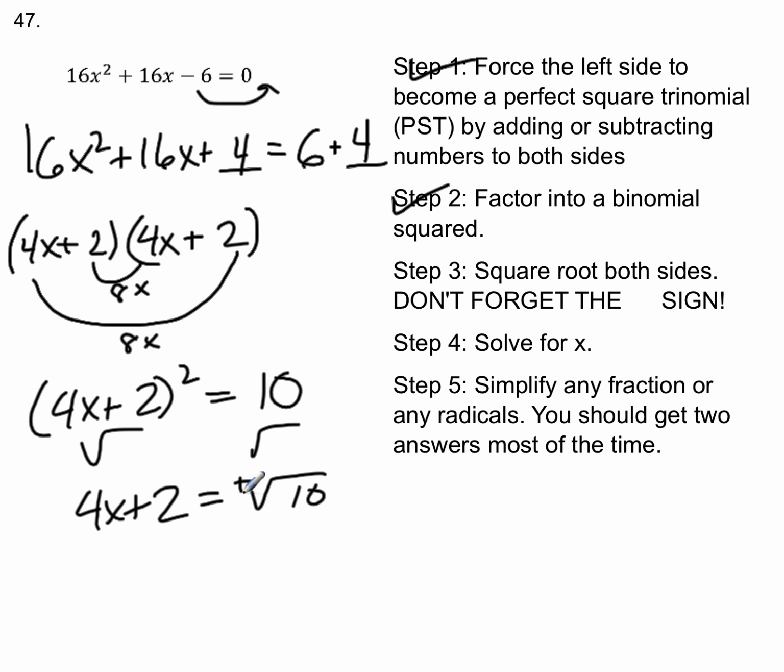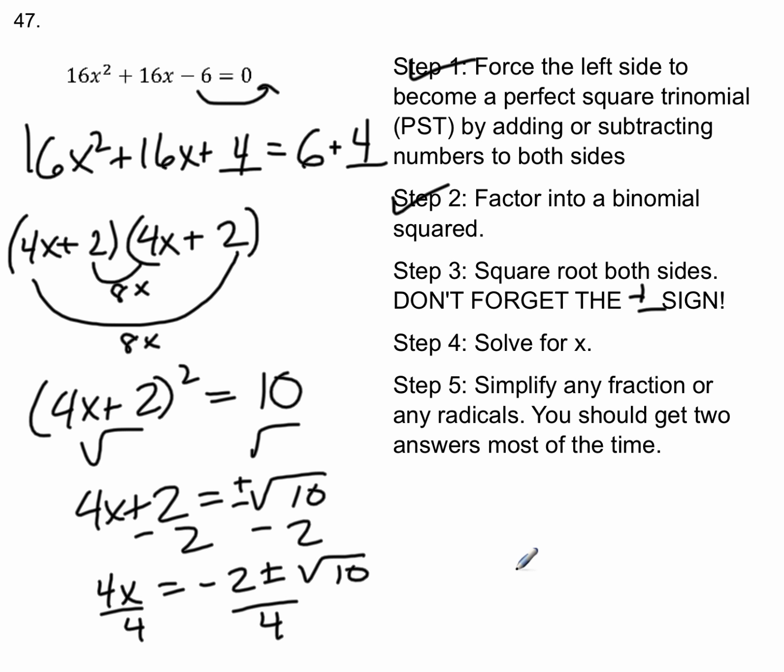And I can't forget the plus or minus sign, even though I didn't write that there. There we go. Solve for x. I subtract 2. I get 4x equals negative 2 plus or minus root 10. I divide by 4. And I get x equals negative 2 plus or minus root 10 over 4.